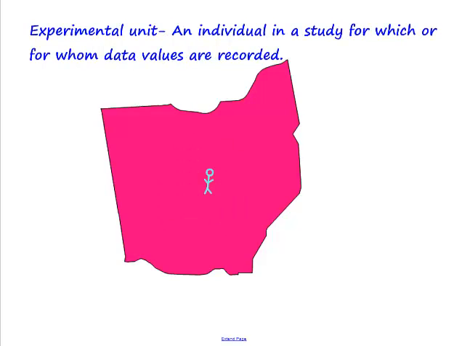Our next term would be a unit. A unit is a single entry, individual, or item. All the items of interest in a sample are called a sampling unit, and all the items of interest in a population are called a population unit. So here we have an experimental unit, an individual in a study for whom data values are recorded. So in our example of Ohio, one person that lives in the state of Ohio would be our experimental unit.